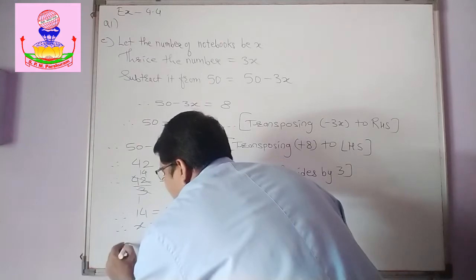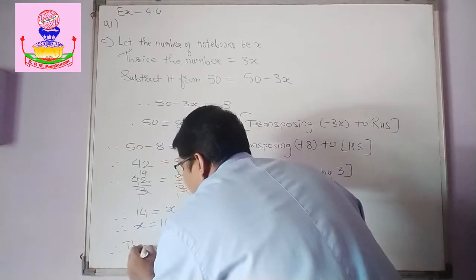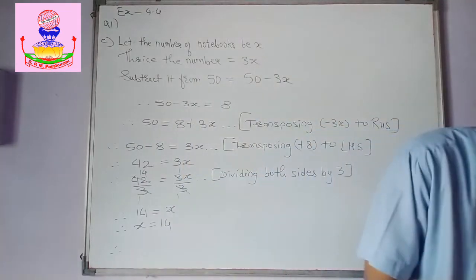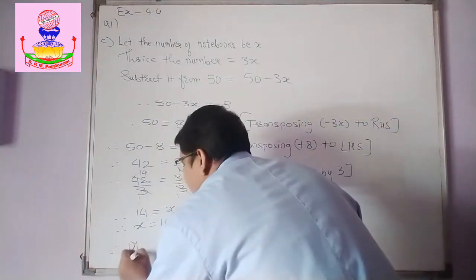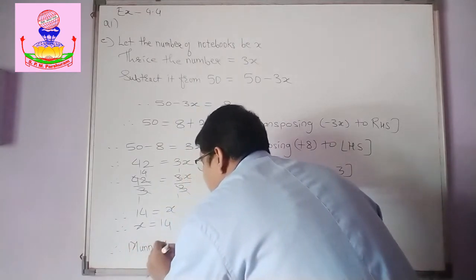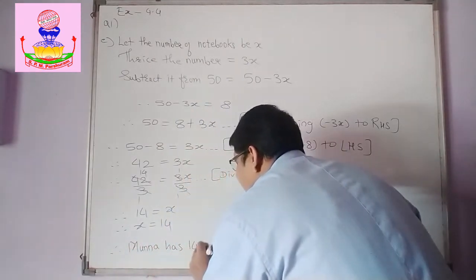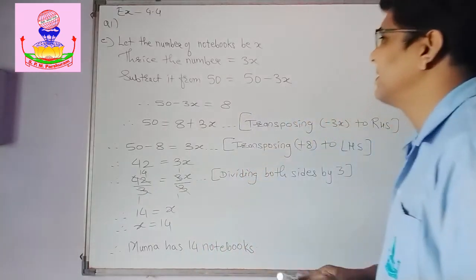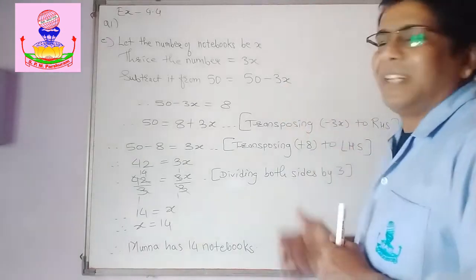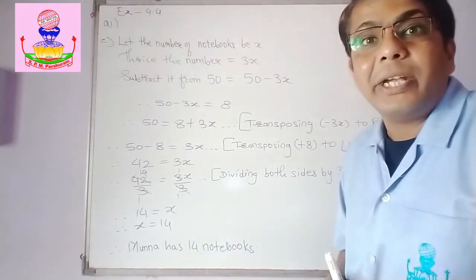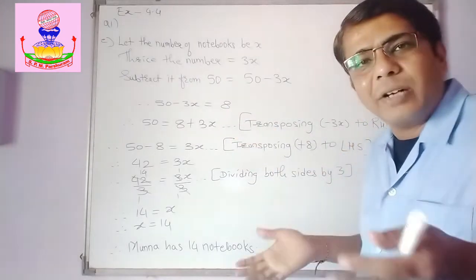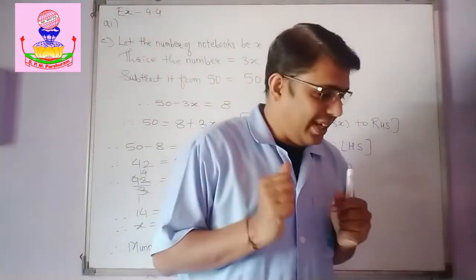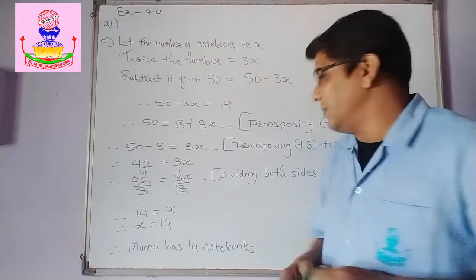So how many notebooks are there? Therefore Munna has 14 notebooks. Cross check it whether your answer is correct or not. How to cross check? 14 3s are 42. 50 minus 42, 8. That's what we got. That means our answer is exactly right. Then I can go to next example, that is G.